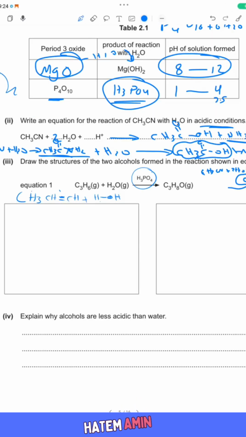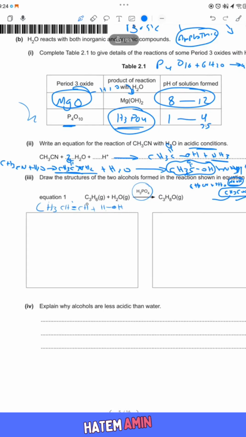The question is, draw the structure of the two alcohols formed in the reaction shown in this equation. The equation is C3H6, an alkene, with water in presence of acid. This is the hydration of alkene with water in presence of acid. As we know, alkene has a double bond, so it has a density of electrons and works as a nucleophile. It can attack and accept a proton from the acidic media, from H3PO4, as we have H positive here.